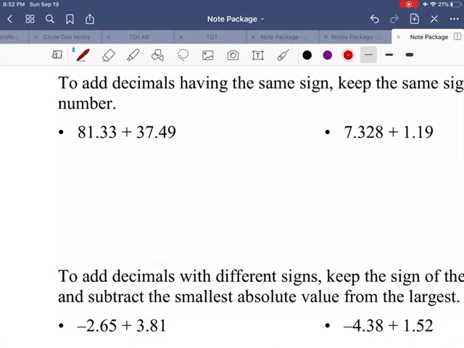All right, so 81.33 plus 37.49. Let's line up the decimals and add them. So 9 plus 3 is 12. 4, 5, 6, 7, 8. 8, and then 8 plus 3 is 11. All right, now here's the decimal there, so we are going to put it there. So our answer is 118.82.